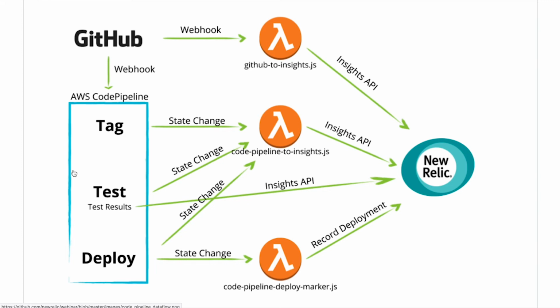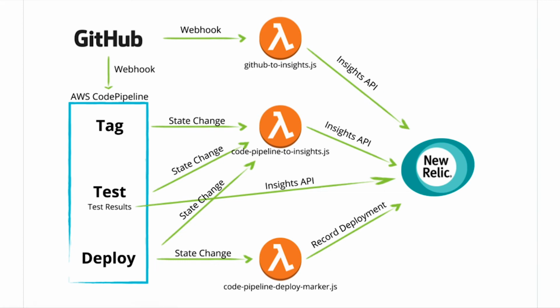So we create a listener for a specific type of state change event that is when a deploy succeeds. And again, I've documented that as well in the Git repo. It goes through a slightly different transformation and then posts to New Relic's REST API to indicate that a deployment happened.